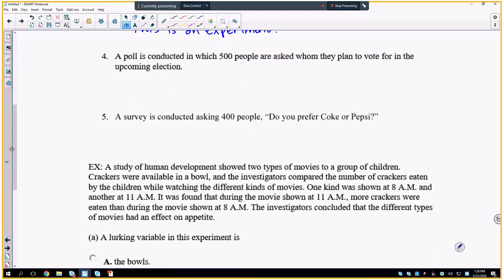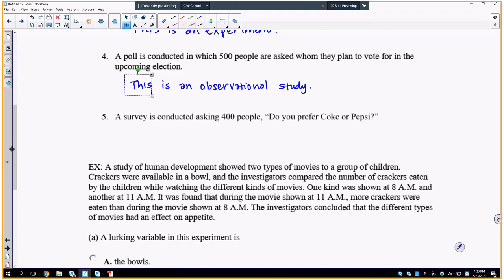What about a poll is conducted in which 500 people are asked whom they plan to vote for in the upcoming election? This should be an observational study, as long as in the surveying process, no one is attempting to influence the responses. If you're simply asking people whom they plan to vote for, then you're just observing the response.